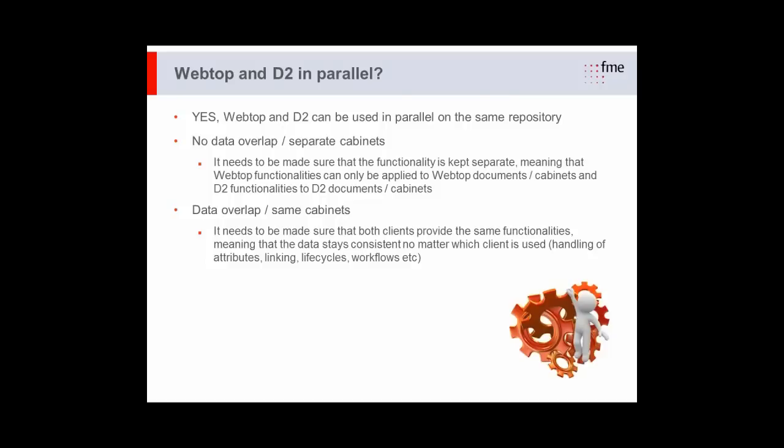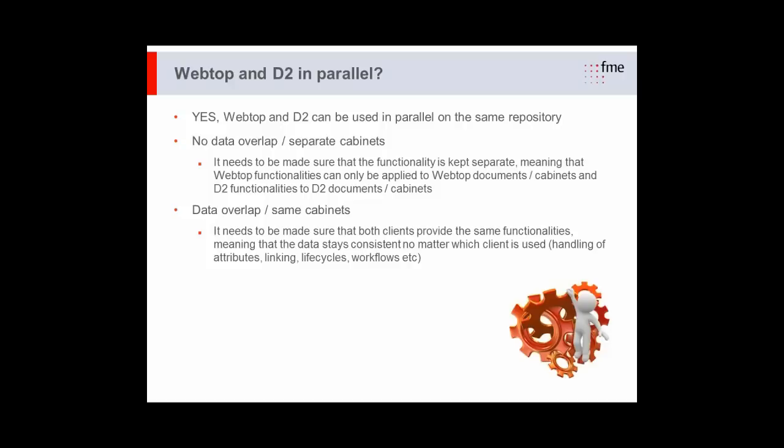So in general, there are two scenarios or use cases to run D2 and Webtop in parallel. The first is that D2 and another application, for example Webtop, use separate cabinets and separate object types, so that you have no data overlap between your applications. This is a very good approach to have separate data, and that the application only uses the objects which were created through this application.